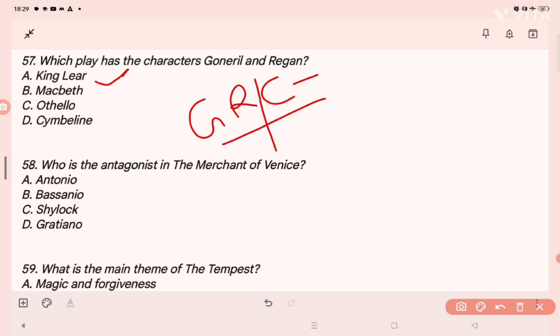What is the antagonist in The Merchant of Venice? Option C, Shylock. And the protagonist, option A, Antonio. Shylock, a Jewish moneylender, is the antagonist in The Merchant of Venice, seeking a pound of flesh as collateral for a loan.